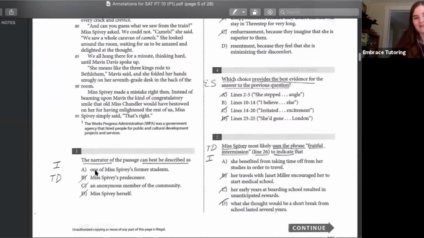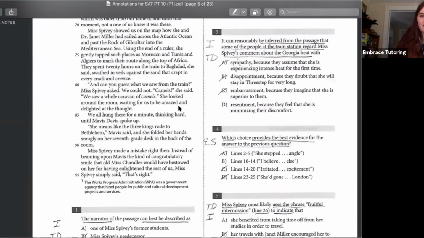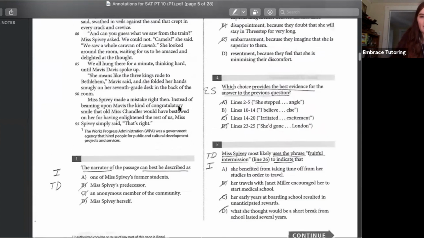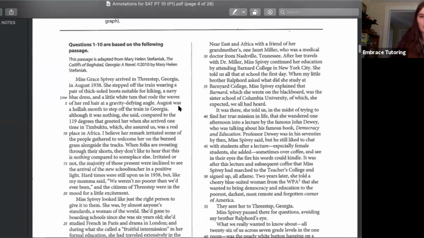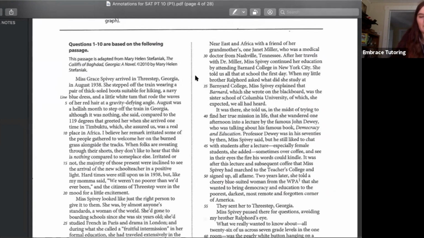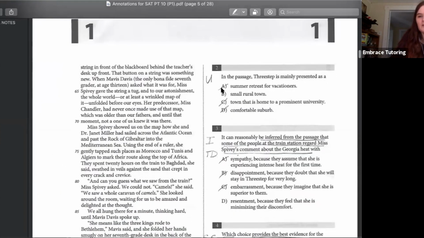In which case A is the correct answer, one of Miss Vivi's former students. And there's evidence for that. If you're not sure where to find that, let me know. I can point that out for you. But those are the kinds of things that you want to think about.